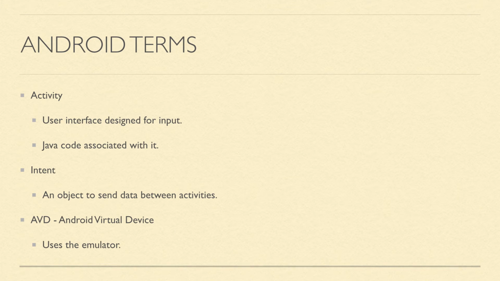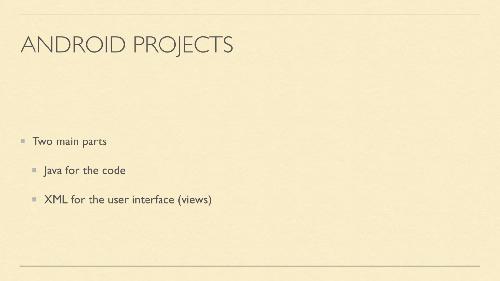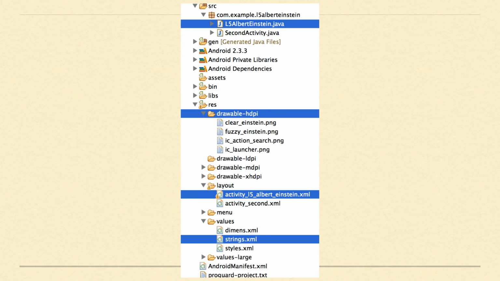And the intent is an object that's passed between activities. When you want to go from one activity to another, you run an intent. You intend to open up a new activity. That's the way you think about it: you intend to do something and then you activate it. So there's two main parts which we've already seen: Java for the code, XML for the interface. We've all seen that with our Hangman.